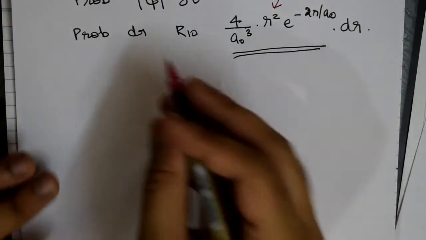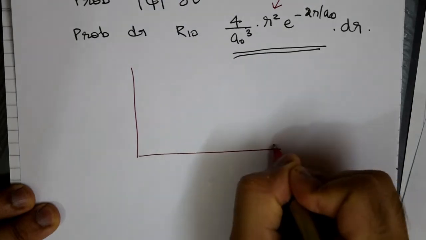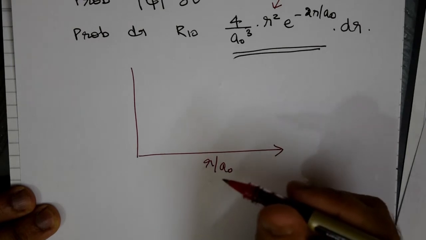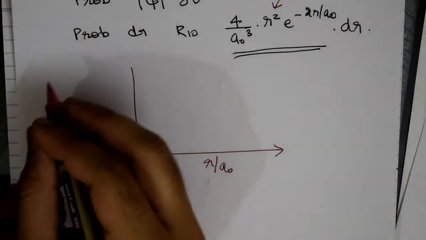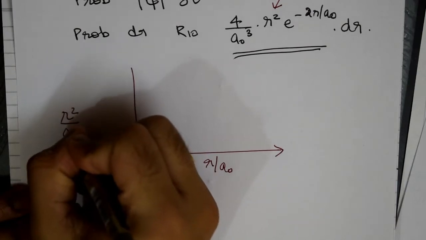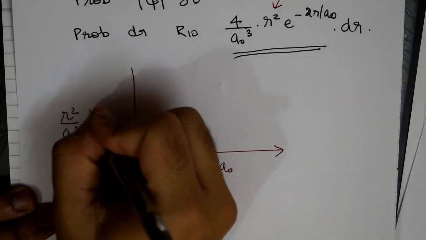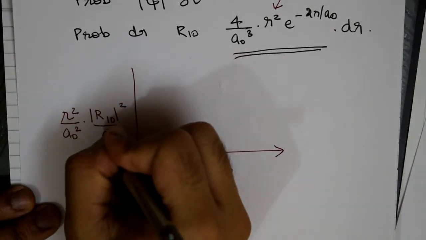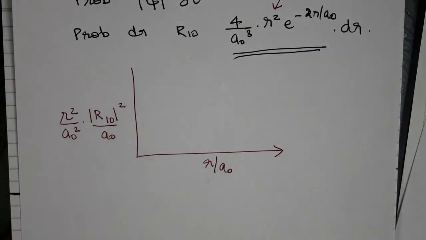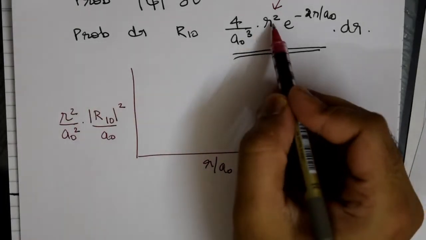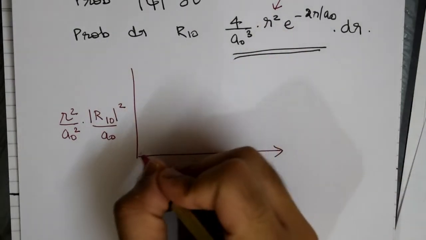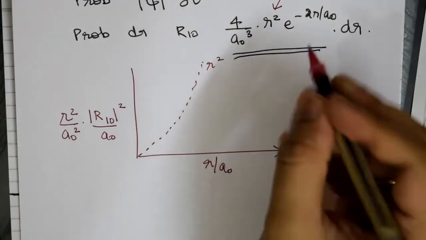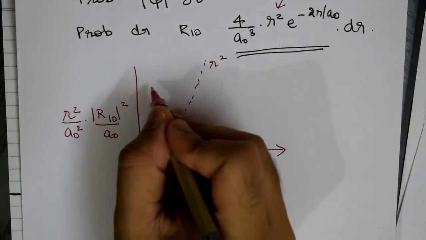So what do we mean if we want to plot this? Generally the way people plot it is to plot along the x-axis r by a naught, so that it's a referenced entity, and on the y-axis they plot r square by a naught square times mod r10 the whole square divided by a naught. So basically you take the a naught component out of the whole thing. Then when you plot it, you realize these are two different functions. One function is a parabola, that is the r square part. The other part, e power minus 2r by a naught, is an exponentially decaying part.